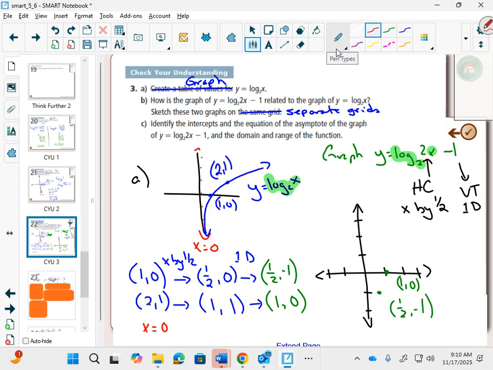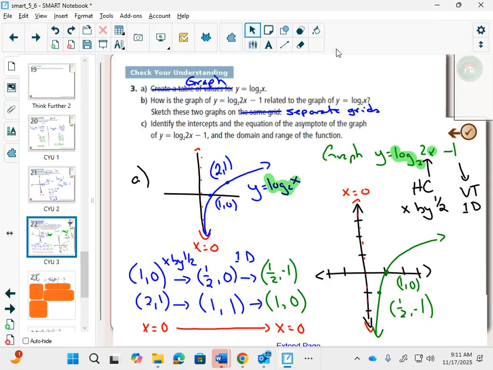What's going to happen to the asymptote? The only thing that's going to affect the asymptote is if you shift it left or right. We had no shifting left or right. It's going to stay exactly the same at x equals 0. Draw the shape of a logarithm towards your asymptote. Go through your points.